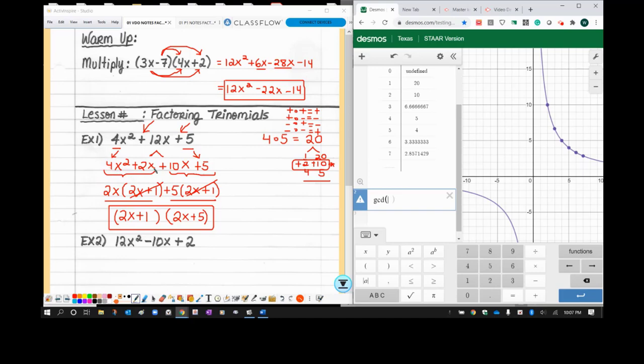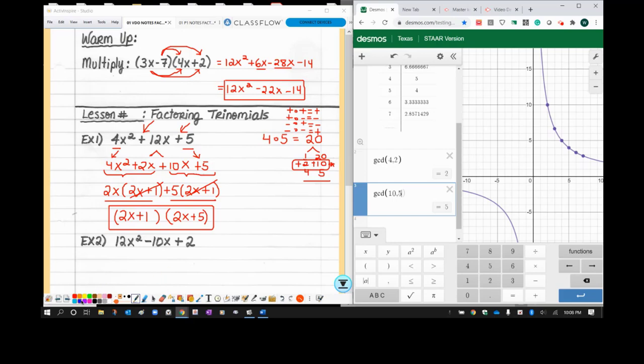And let's say we're going to do 4 and 2. So let's do 4, 2. And if you notice, it gives us the 2 there that we took out. Let's try 10 and 5. So let's do GCD 10, 5. And that tells us that the biggest number that divides 10 and 5 is 5.